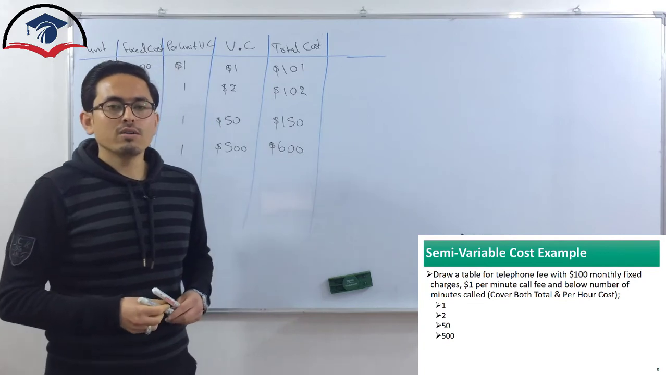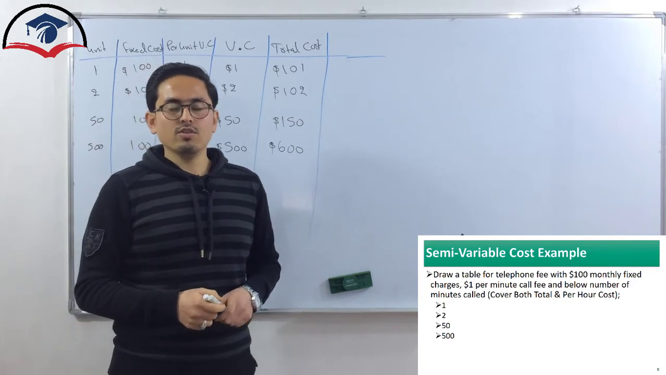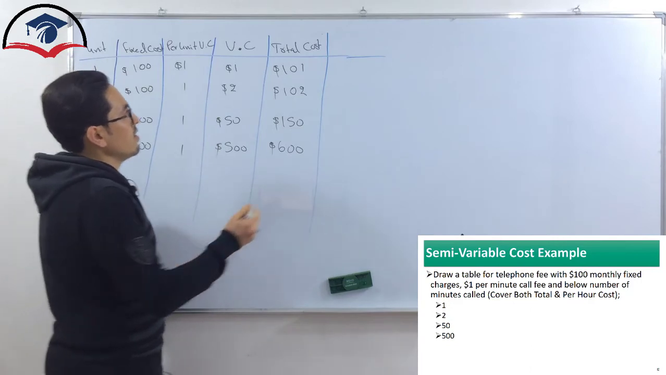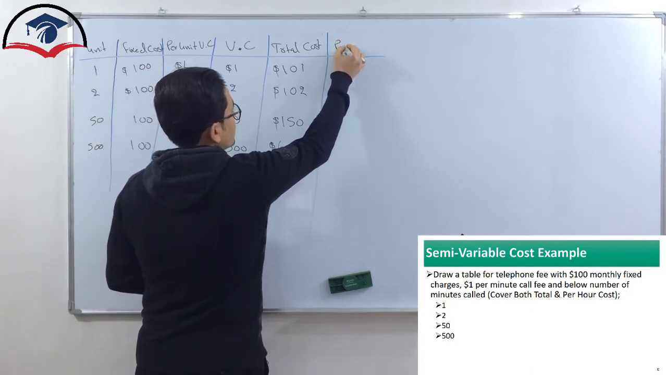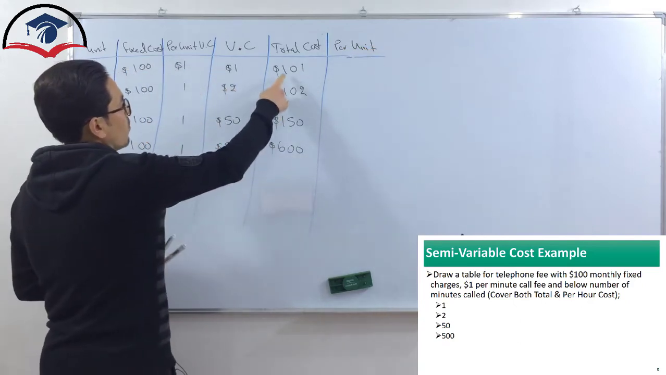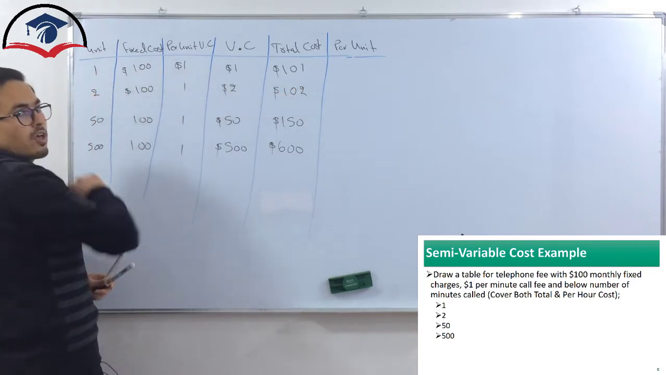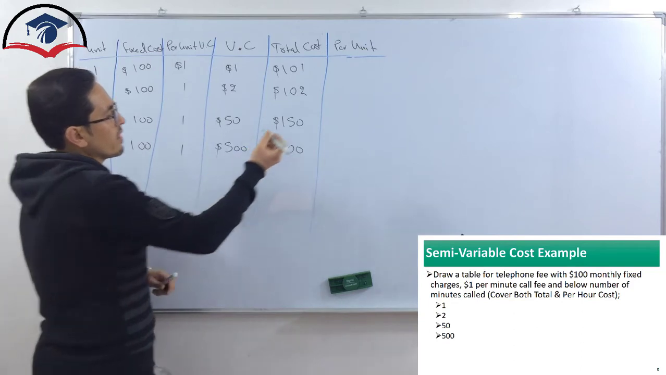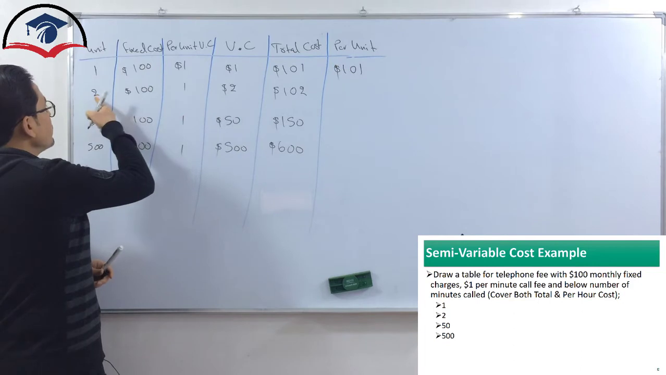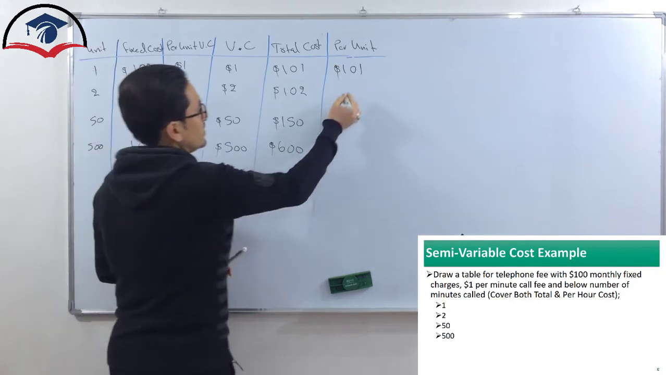But what about per unit cost in consideration to the total cost? In consideration to the total minutes we talked about. We need to draw that one in the last column, I think. So the per unit cost will be $101 divided by level of activity. This is it. 1 minute is equal to $101 per unit. $102 divided by 2 is equal to $51.